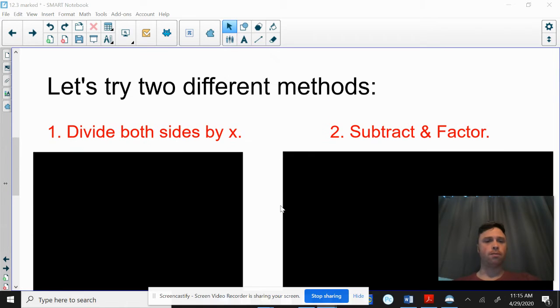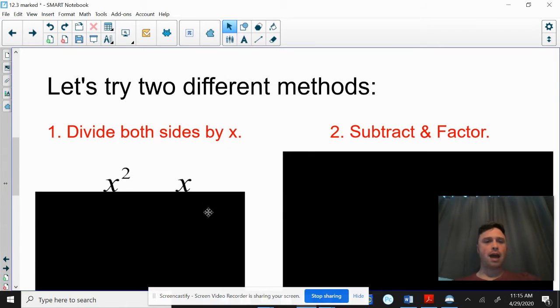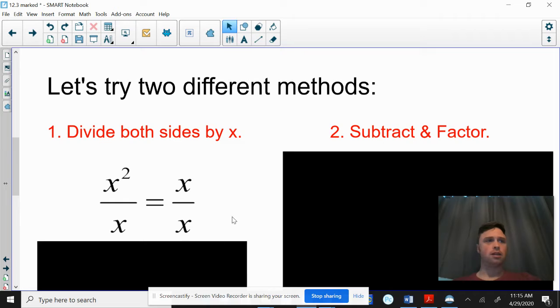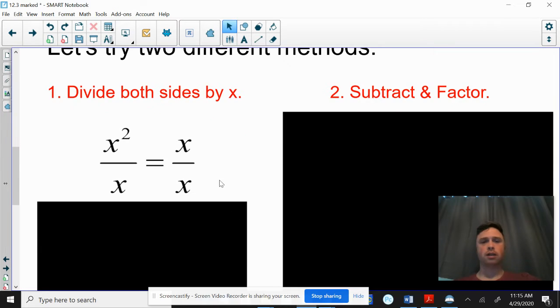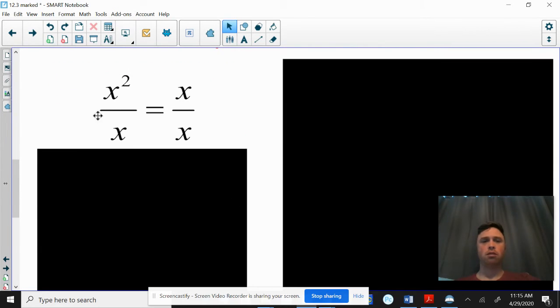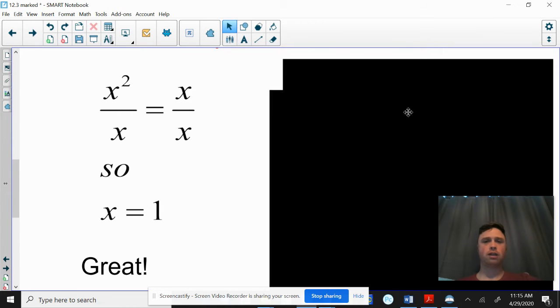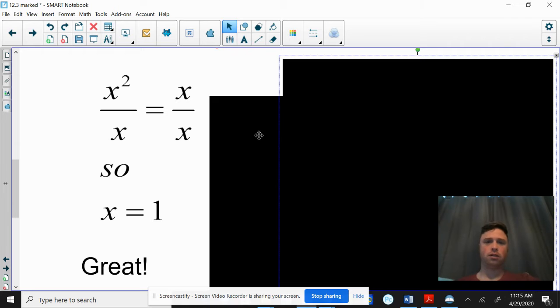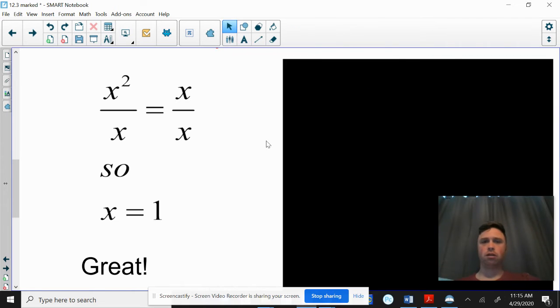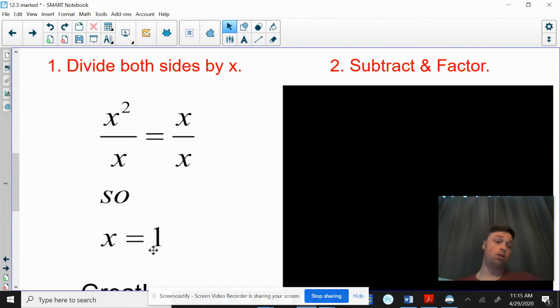Follow the logic with me here. If we divide both sides by x, we get this statement right here. So x squared over x is equal to x over x. A bunch of stuff cancels out, and we get x equals 1. Great. And that makes sense too, right? x equals 1, 1 squared equals 1. Let's check it out now and see what happens if we subtract and factor.